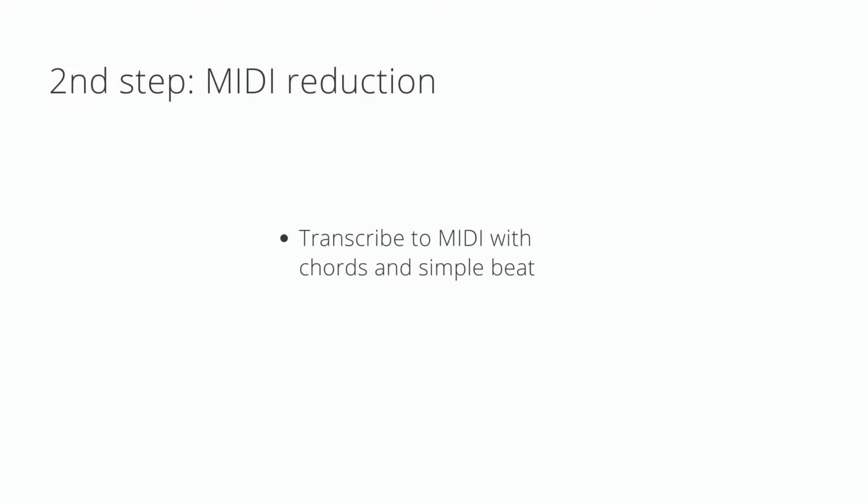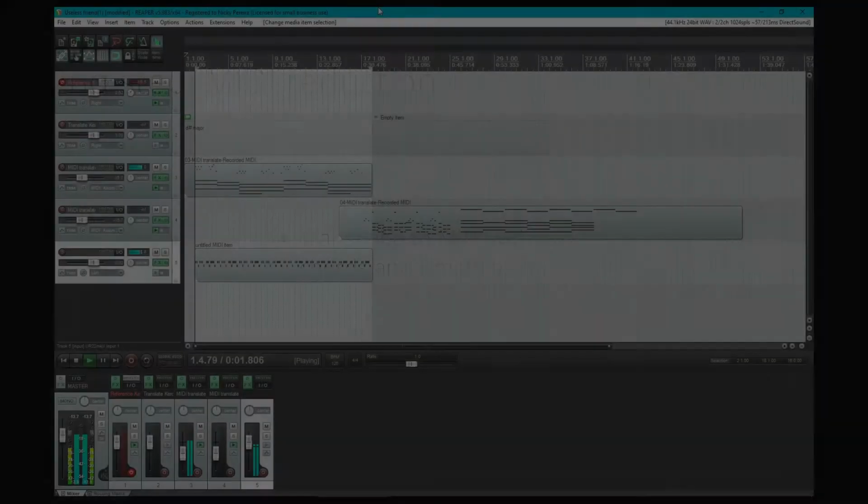After that, I'll enter my DAW and transcribe the melody to MIDI, along with simple chords and a beat. This is called the MIDI reduction. Here is an example.